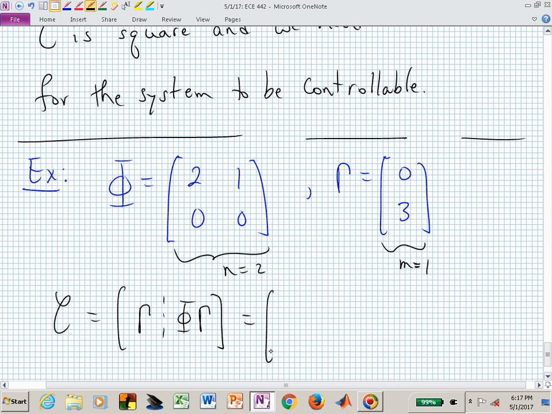In our case, gamma was 0, 3. That's the first column. And now we need to multiply phi with gamma. The structure of gamma says, take the first column and scale it by 0 and add that to 3 times the second column. That's what post-multiplying phi with gamma is doing. And 3 times the second column of phi says, take 3 times 1, 0. So that's now phi gamma.